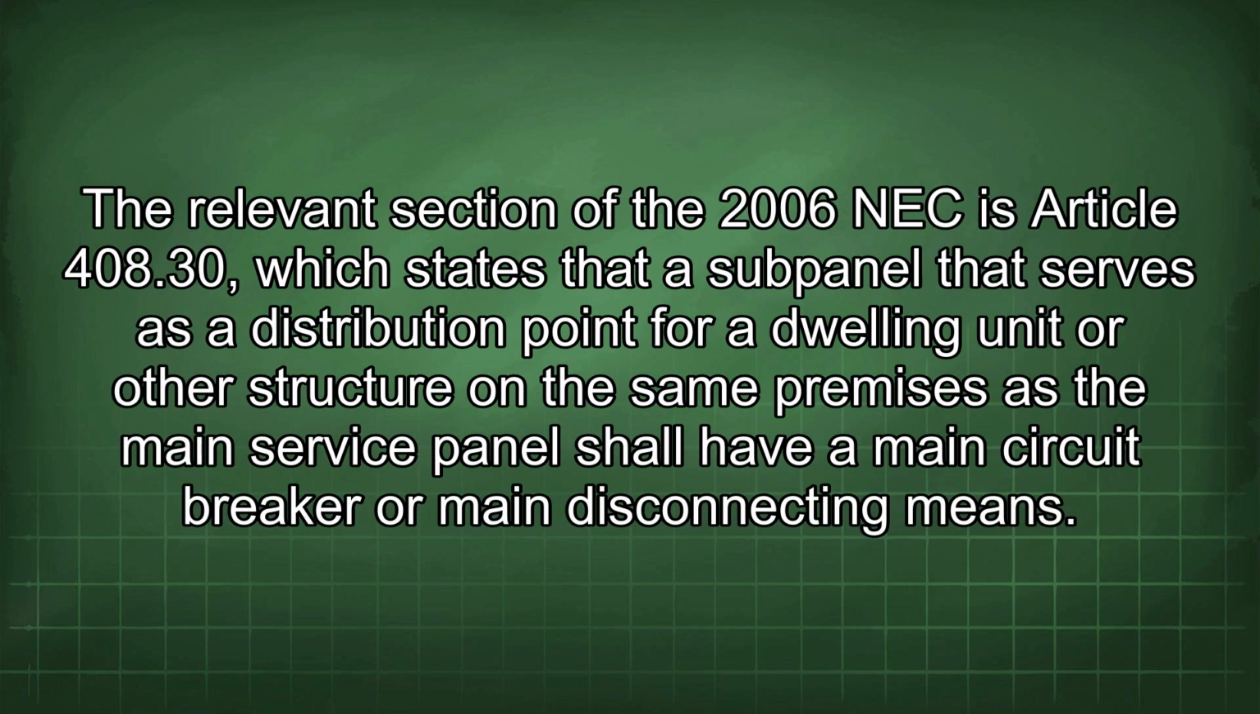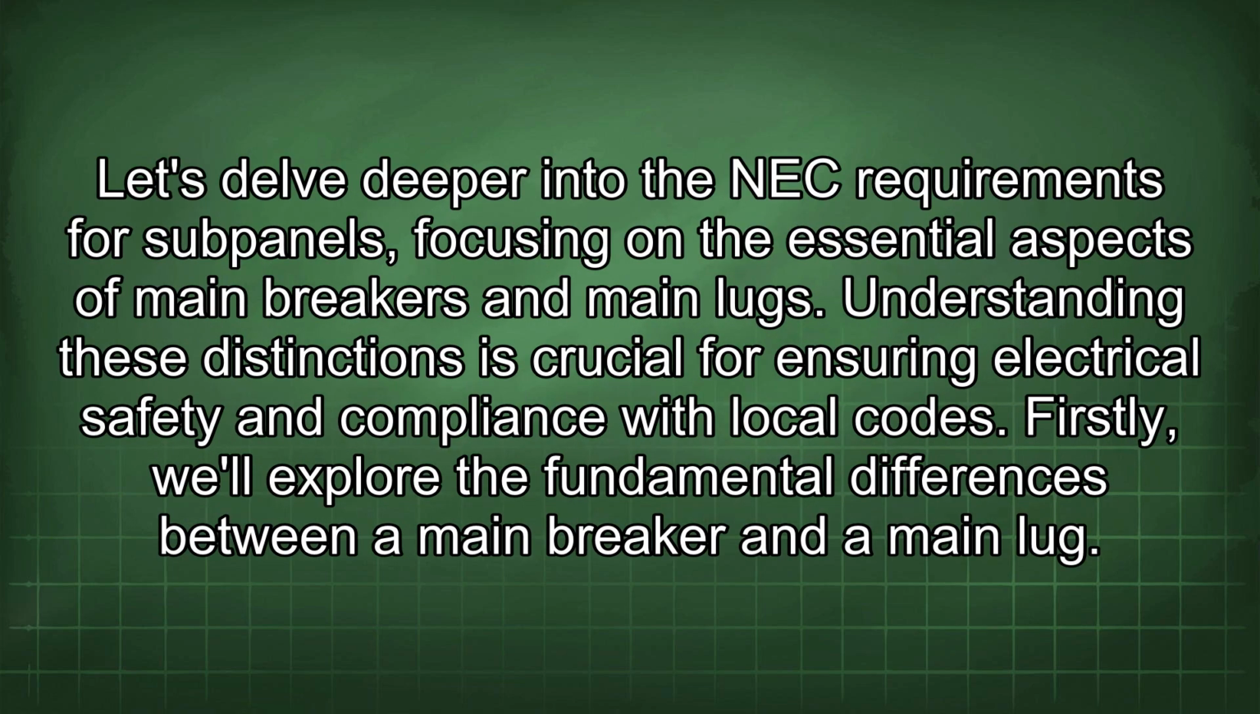The relevant section of the 2006 NEC is Article 408.30, which states that a subpanel that serves as a distribution point for a dwelling unit or other structure on the same premises as the main service panel shall have a main circuit breaker or main disconnecting means. Let's delve deeper into the NEC requirements for subpanels, focusing on the essential aspects of main breakers and main lugs. Understanding these distinctions is crucial for ensuring electrical safety and compliance with local codes.